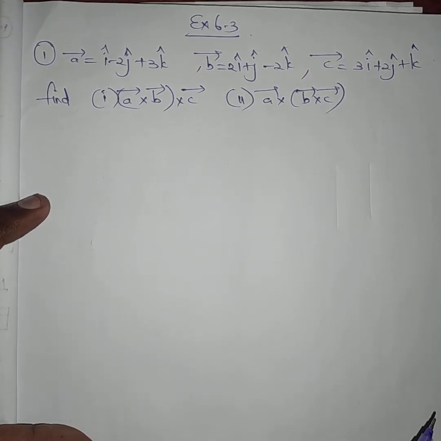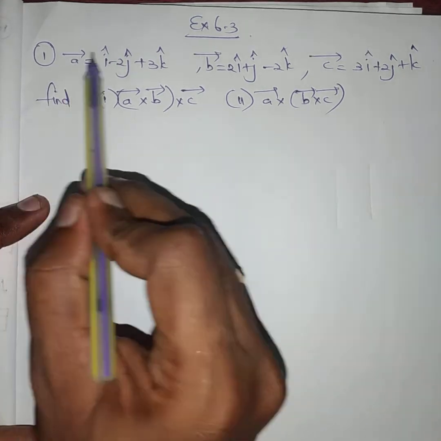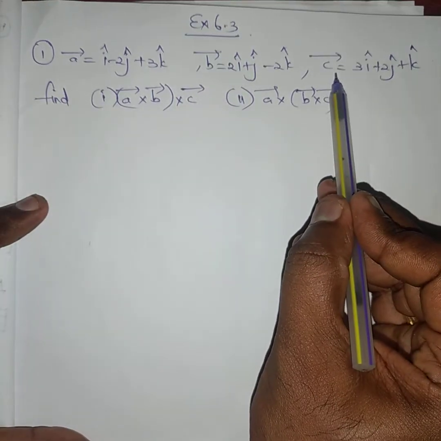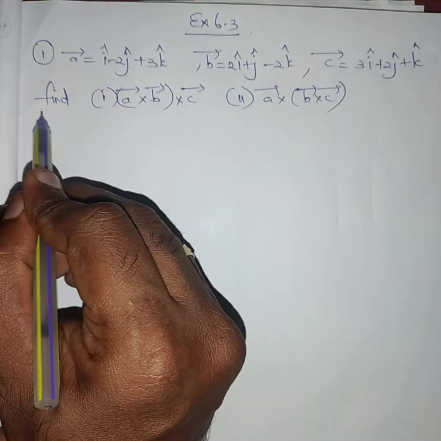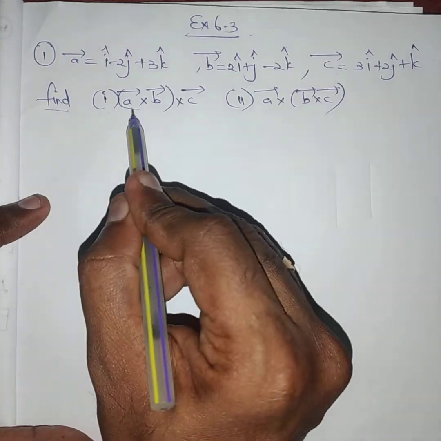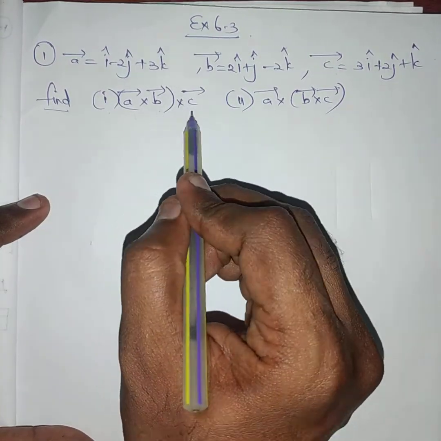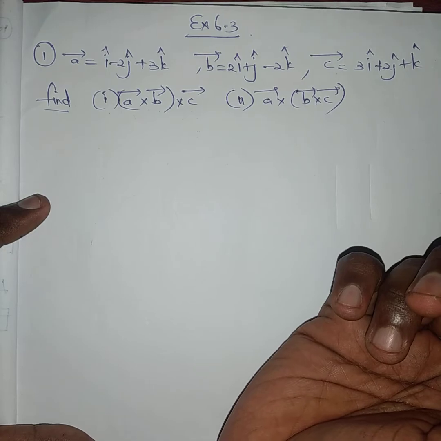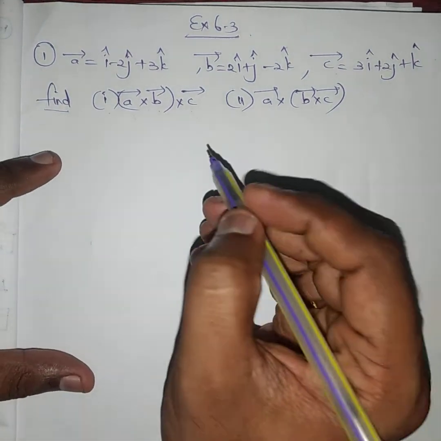Exercise 6.3, the first sum. A vector, B vector, C vector are three given vectors. Find subdivision A vector cross B vector cross C vector. Second subdivision A vector cross B vector cross C vector.